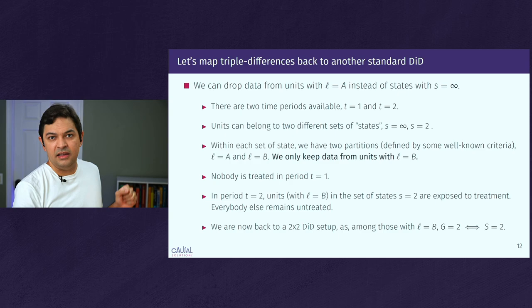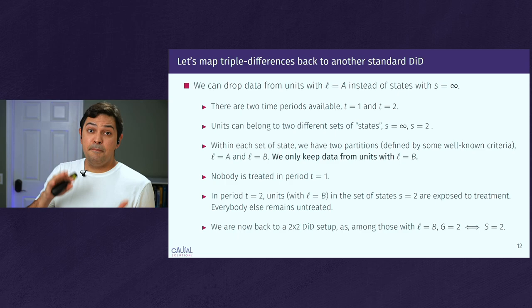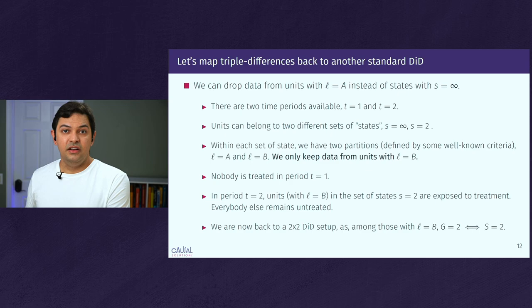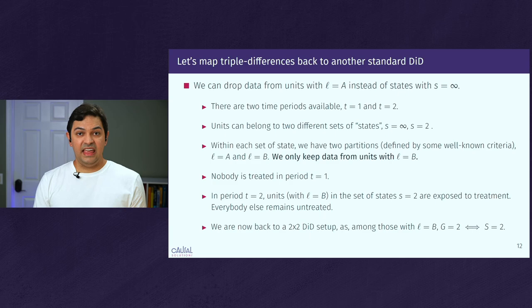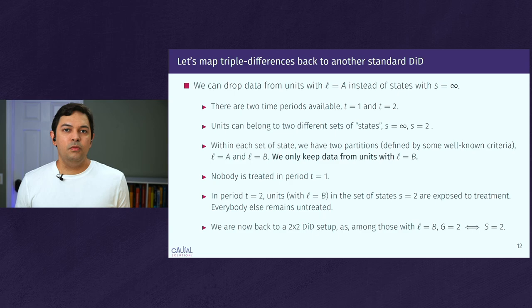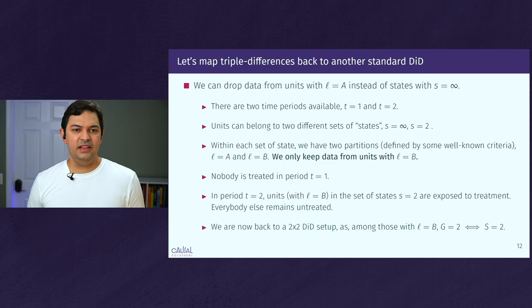And now, because I want to map this setup to a standard diff-in-diff, I'm going to have to drop somebody else. Who is somebody else here? I'm going to drop the data from the partition which has L equals 2A. So I'm going to essentially only keep data from units who belong to the partition of the data which is targeted by this policy adoption, right? So by dropping units with L equals 2A, the unaffected units, I'm going to be back to the diff-in-diff two period and two groups case.